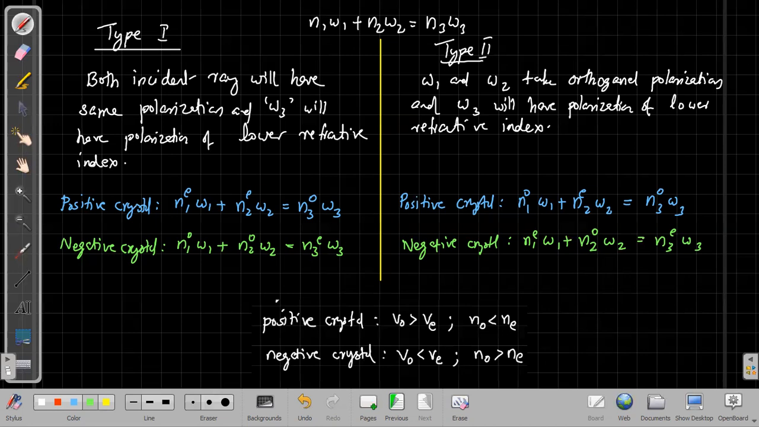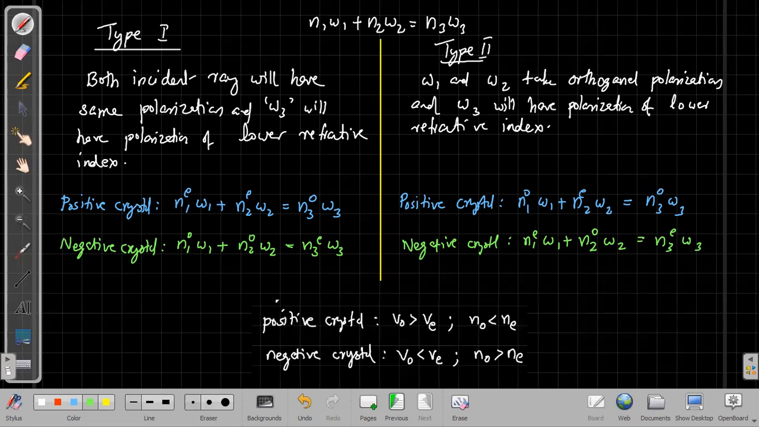Okay, so with this, I think we have discussed in great detail the different nonlinear processes and how we can achieve such nonlinear processes in the lab. But again, this is a theoretical discussion. Practically, in order to achieve this condition, there are different ways. One is called angle tuning. You can rotate the crystal in such a way that the rays travel in the direction corresponding to this equation. So angle tuning is very crucial.